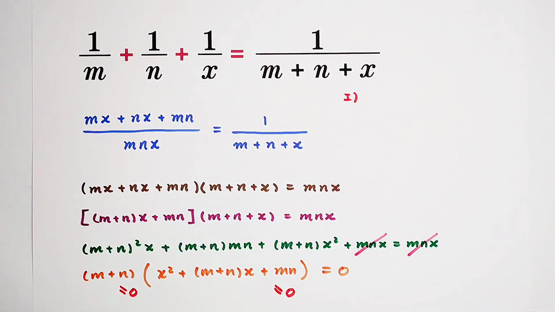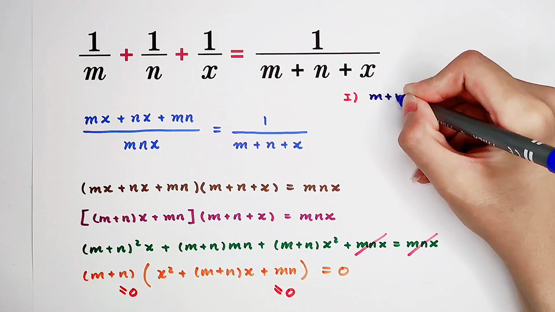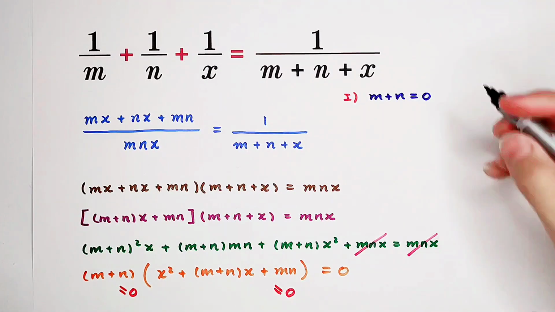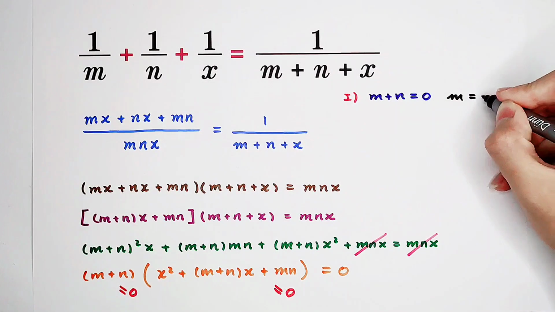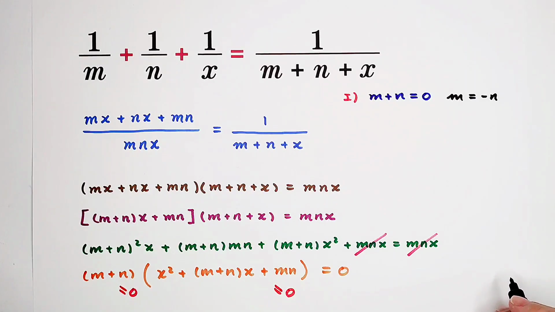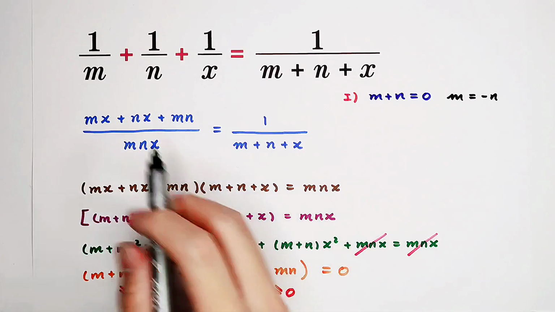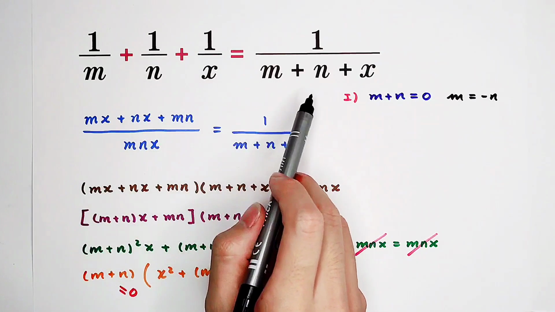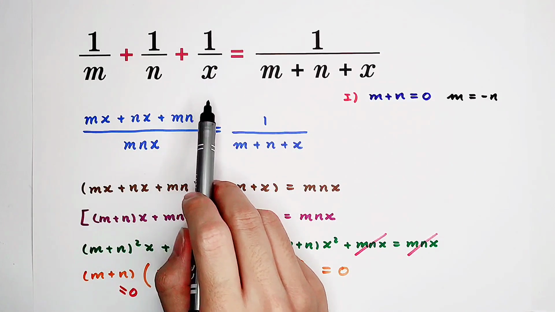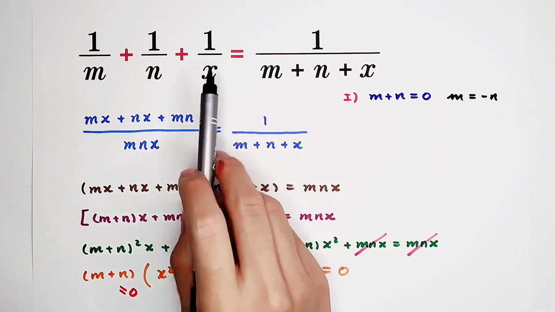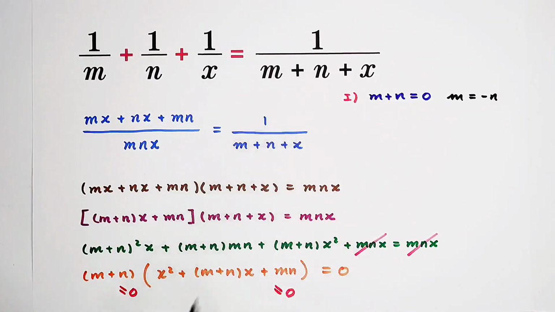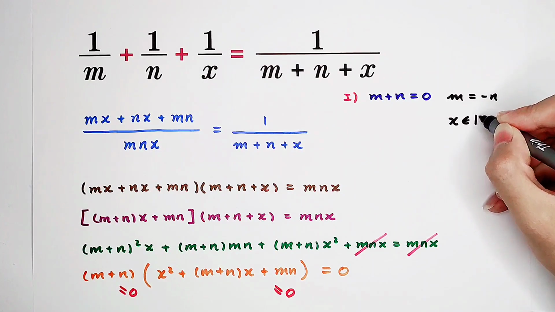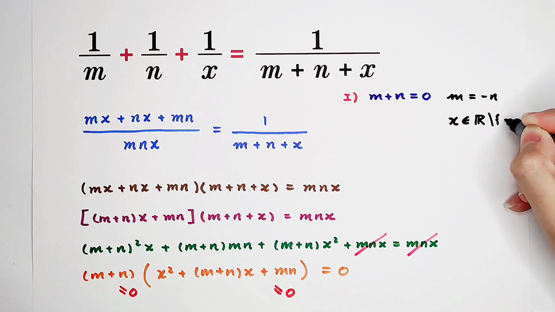In our first case, we have m plus n equals 0. So that means m equals negative n. Now we can see 1 over m plus 1 over n is just 0, and m plus n is also 0, so the left-hand side is equal to the right-hand side. 1 over x equals 1 over x. So our x is any real number, however non-zero.